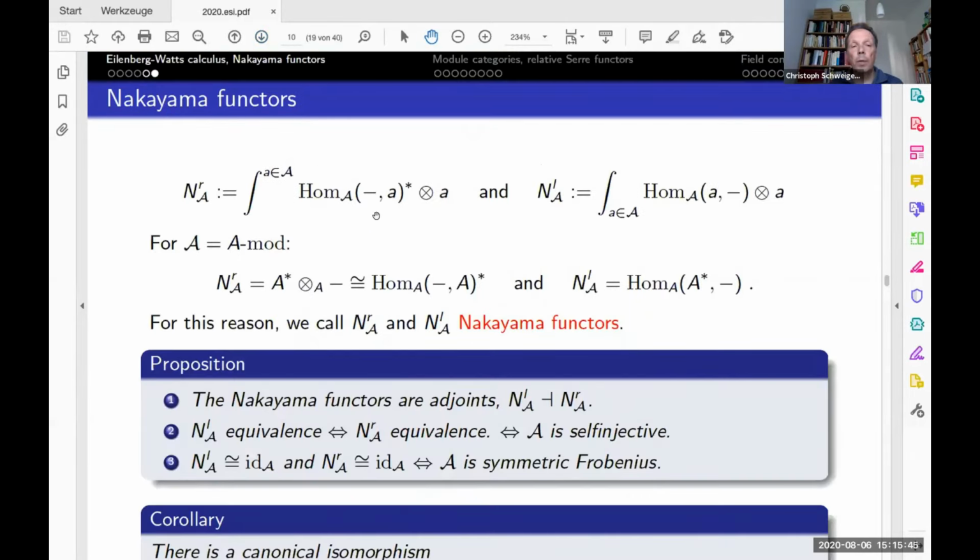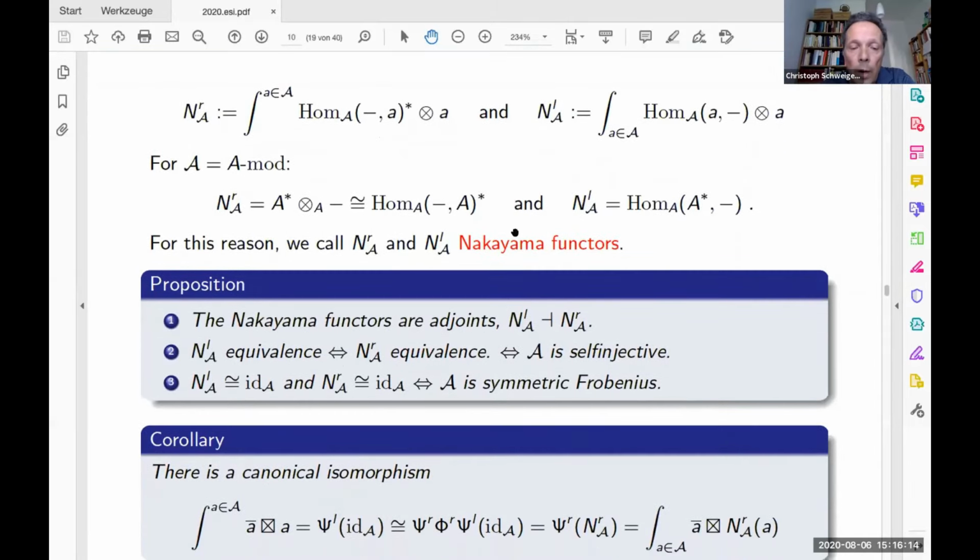It is defined here in terms of this co-end over the dual of a Hom. And of course, there's a dual definition, which gives a left exact functor. And if you compute what it is in case of the representation category of an algebra, it is the classical Nakayama functor you can find in textbooks. So you investigate these functors, you see that they are adjoint. You can study the case when they are actually equivalences of categories. And what's quite important for our talk is that if the Nakayama functor is trivial, and if A is the category of modules over an algebra, then indeed this algebra comes with the structure of a symmetric Frobenius algebra. So we have a categorical way of talking about symmetric Frobenius algebras.